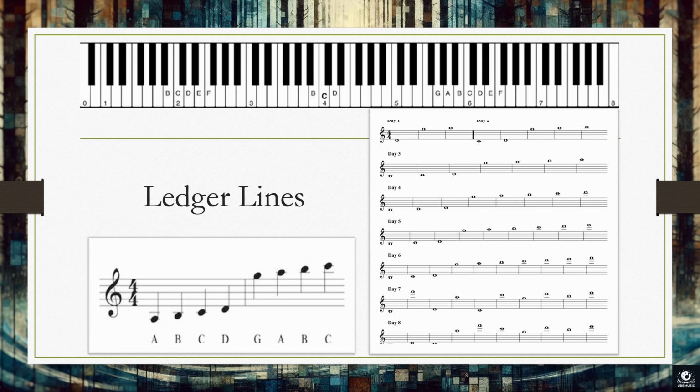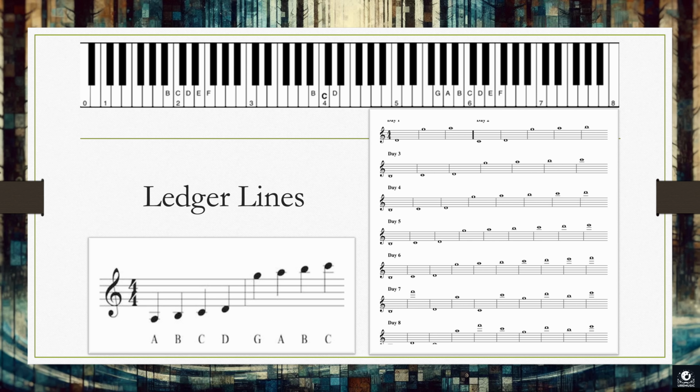Here we have a few images. You should be somewhat familiar with these now. You can see your day one routine over there on the right-hand side. You can see your piano keyboard on the top. And beneath the piano keyboard, underneath ledger lines, is an image that shows you what a ledger line looks like.